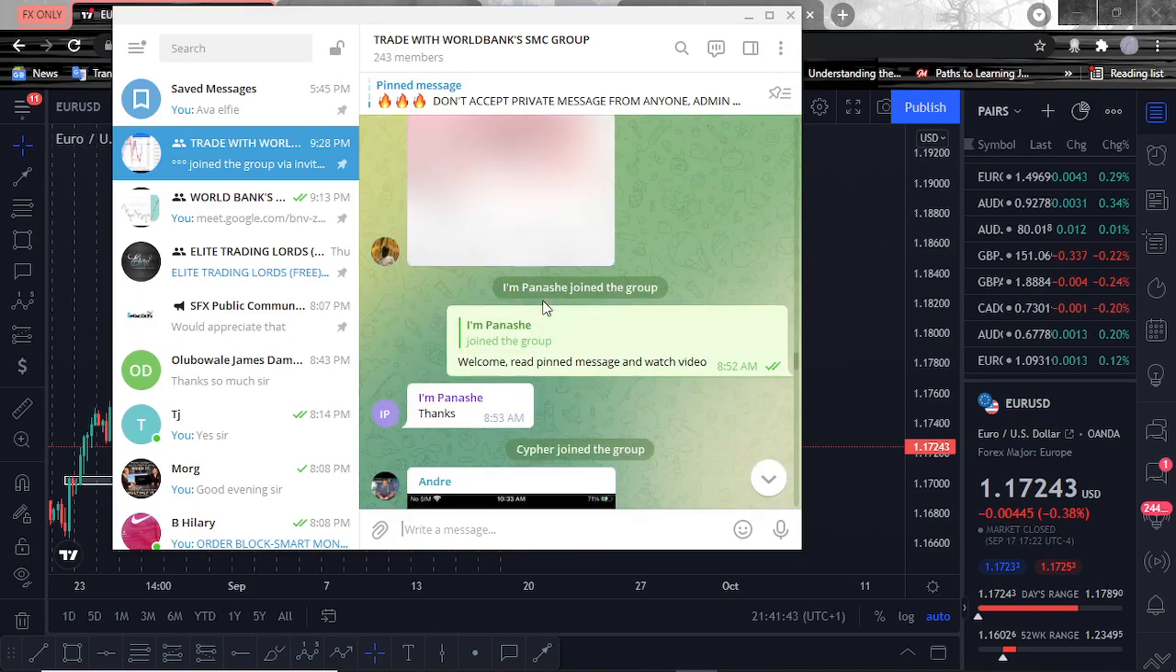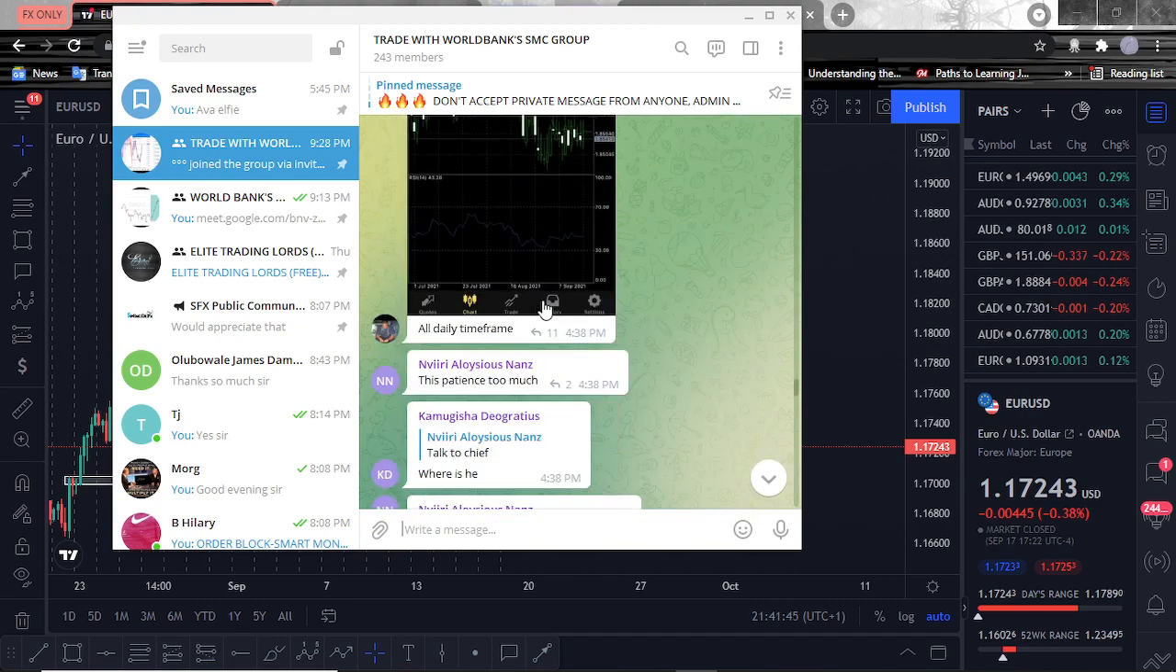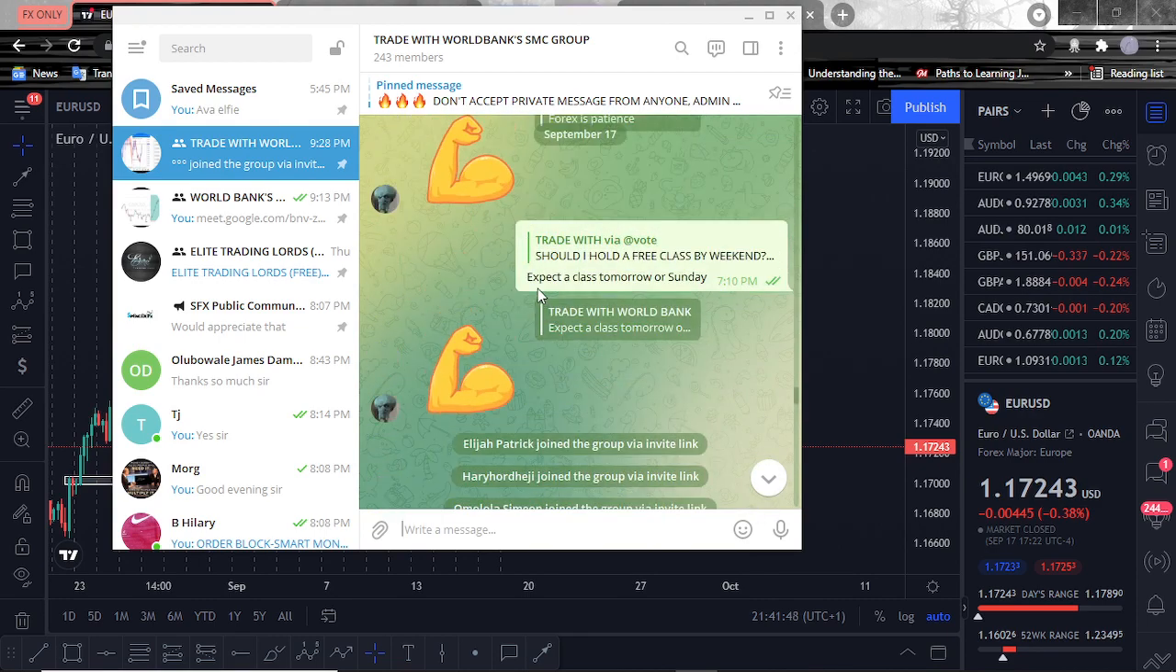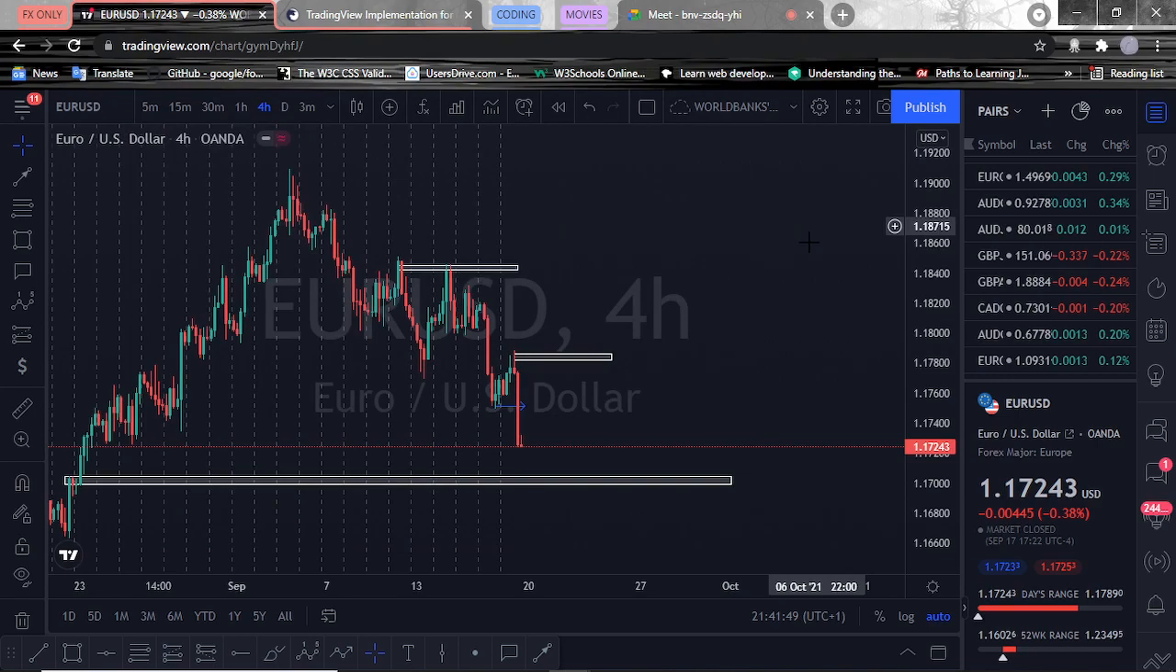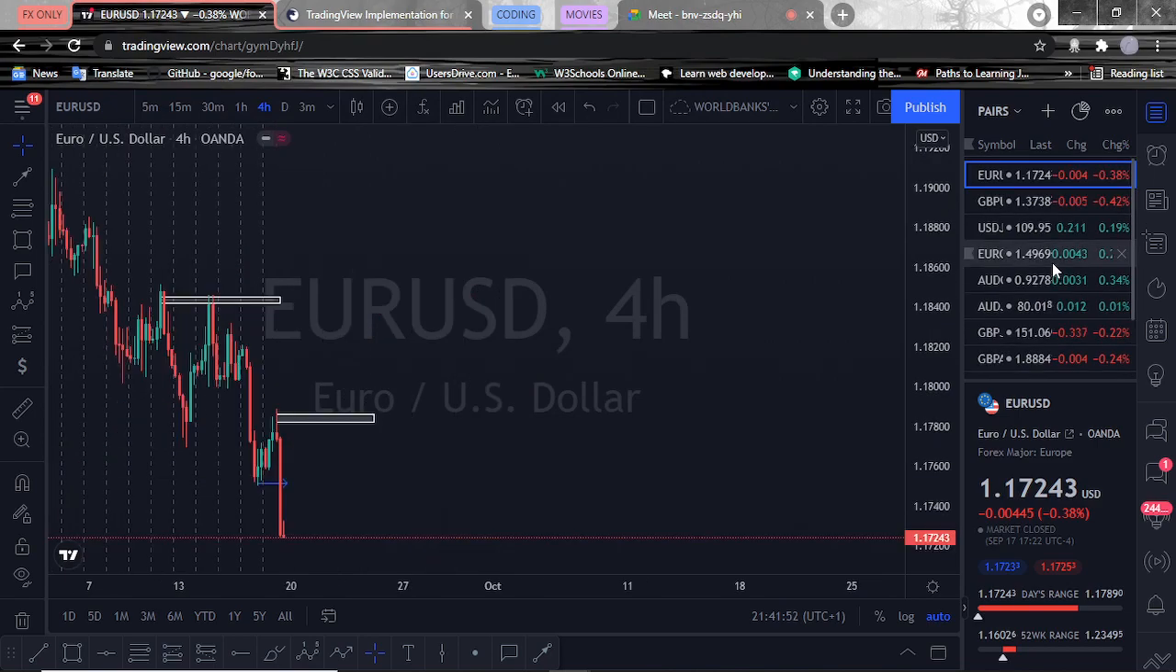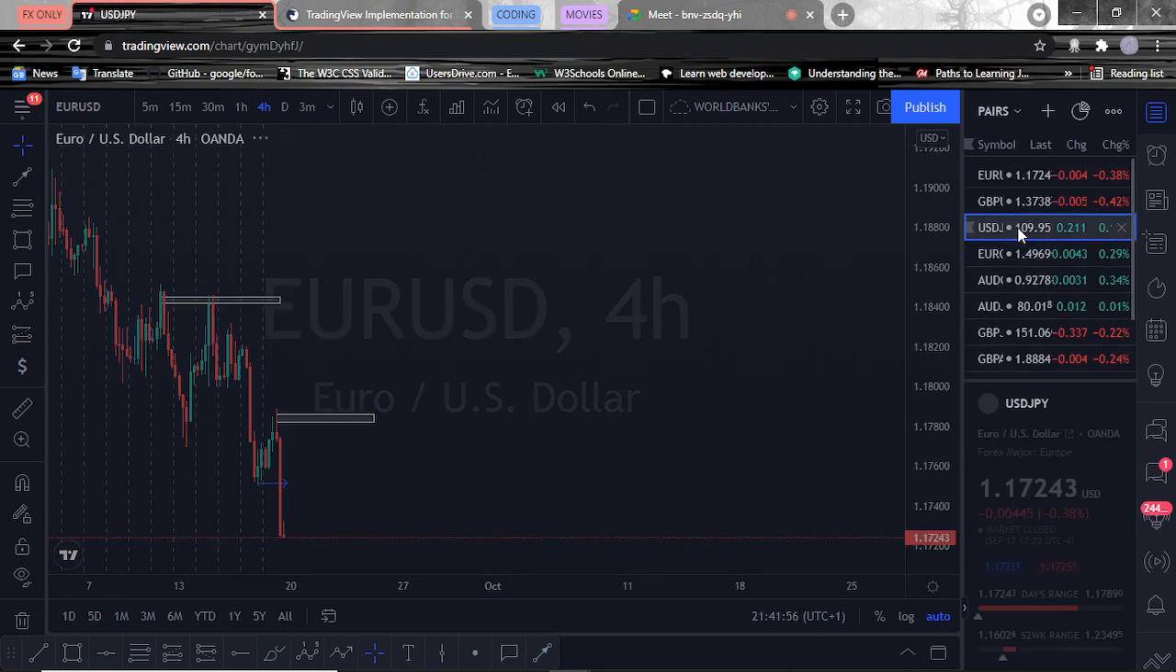The crypto signals are also doing the most. What do we have? I think, okay, expect the class to die. Those are the setups I sent. Now let me share the last free setup. I think it is UJ.